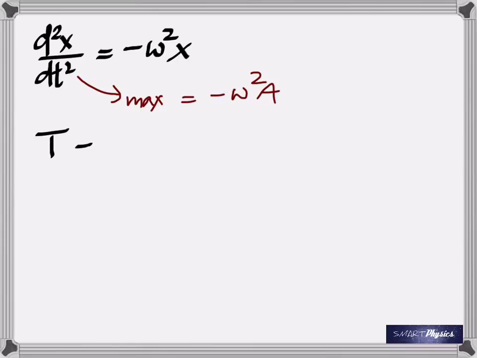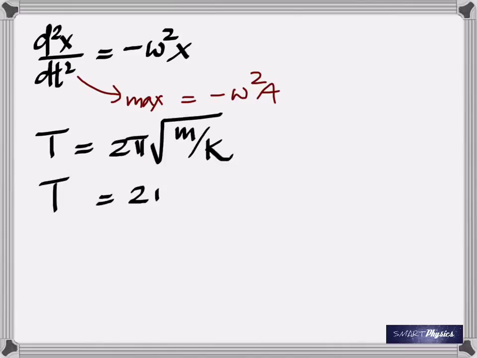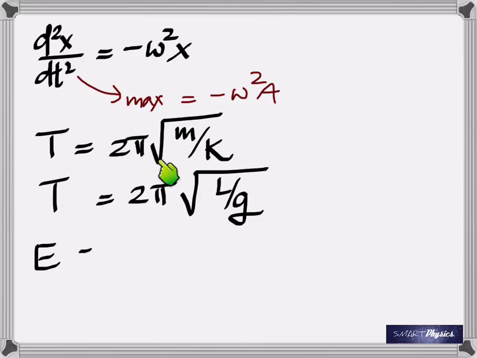Then you have time period of a spring, oscillations of a spring, 2 pi root m by k. And then for a simple pendulum, you have 2 pi root L by g. This is what we did in the lab, correct? That's where you found the K. This is for a simple pendulum. And then the energy of oscillations is 1/2 k a squared. Total energy. That's total energy of an oscillator. 1/2 k a squared. And A is the amplitude, of course.